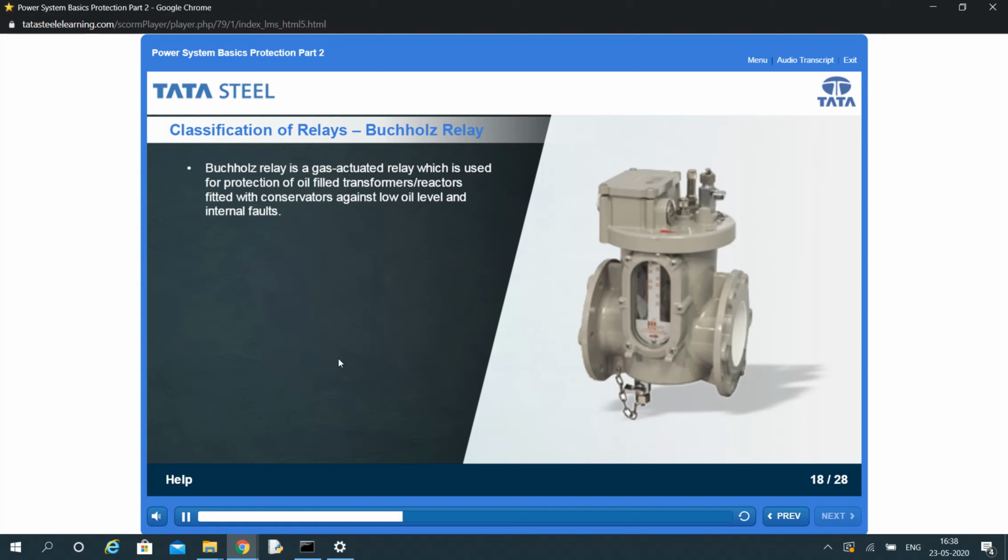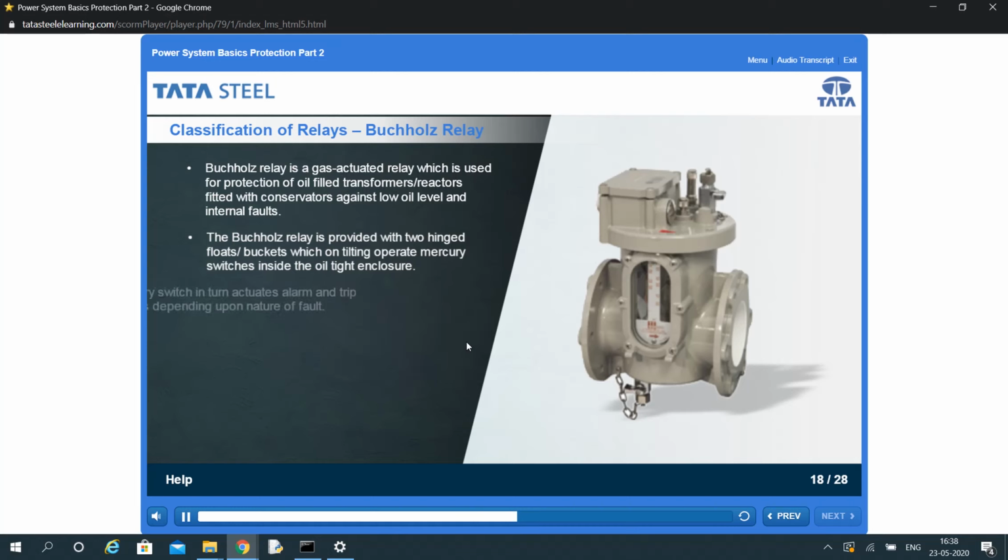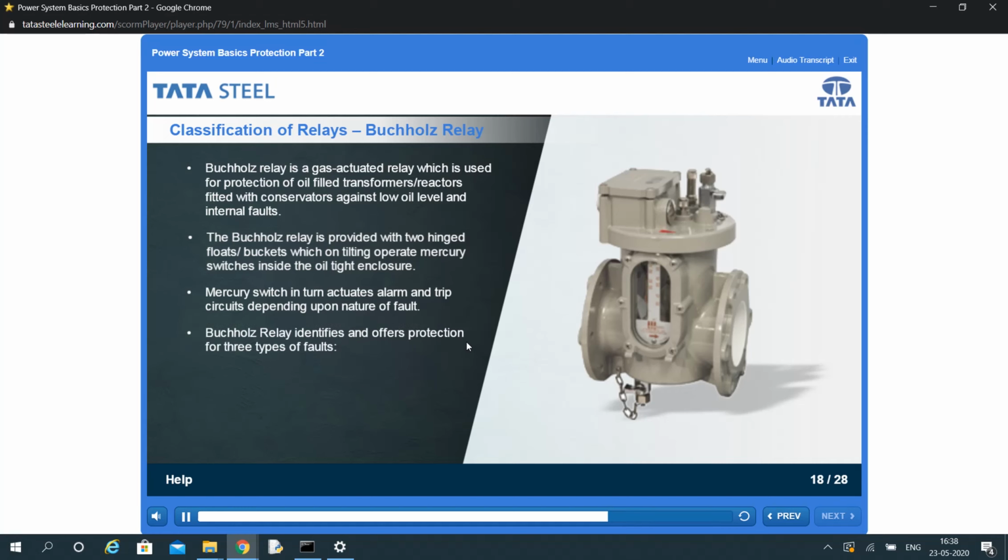The Buchholz relay is provided with two hinged floats or buckets which on tilting operate mercury switches inside the oil-tight enclosure. Mercury switches in turn actuate alarm and trip circuits depending upon nature of fault. Buchholz relay identifies and offers protection for three types of faults, namely accumulation of gas, oil leakage, and severe winding faults. Let us look at the parts of Buchholz relay further in detail.